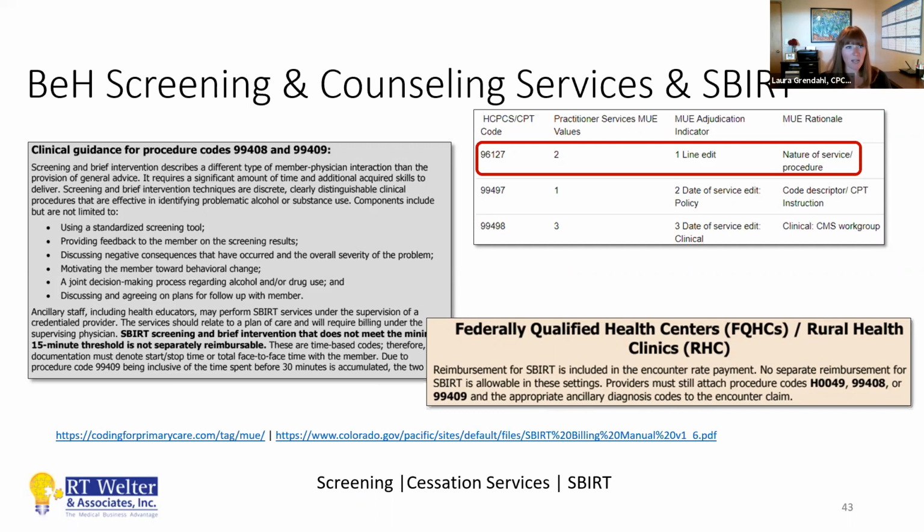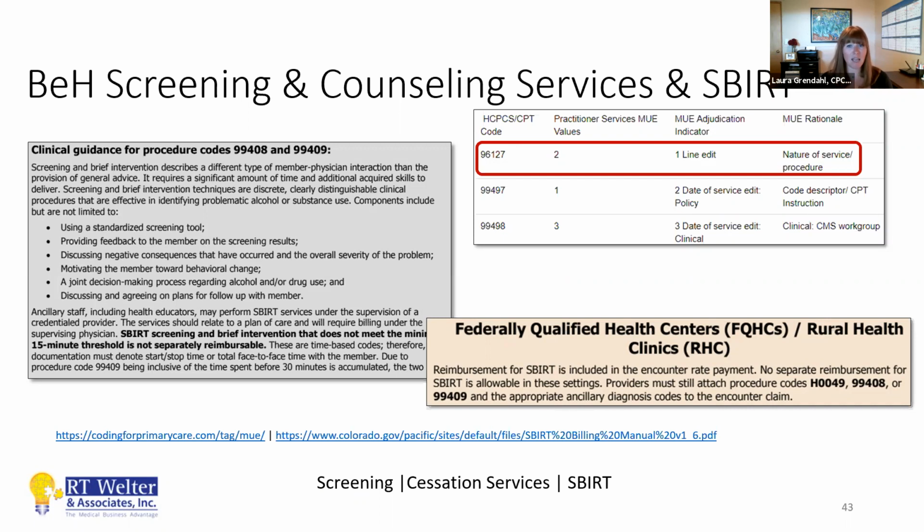The big takeaway here is, if you look at the top right chart, you see that 96127 has a practitioner service MUE value of 2 and an MUE adjudication indicator of 1. So what does that mean, right? The really big takeaway here is your MUEs.